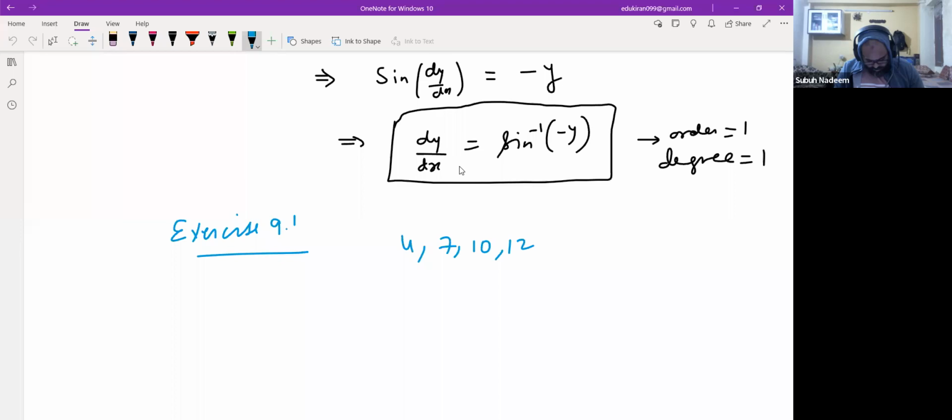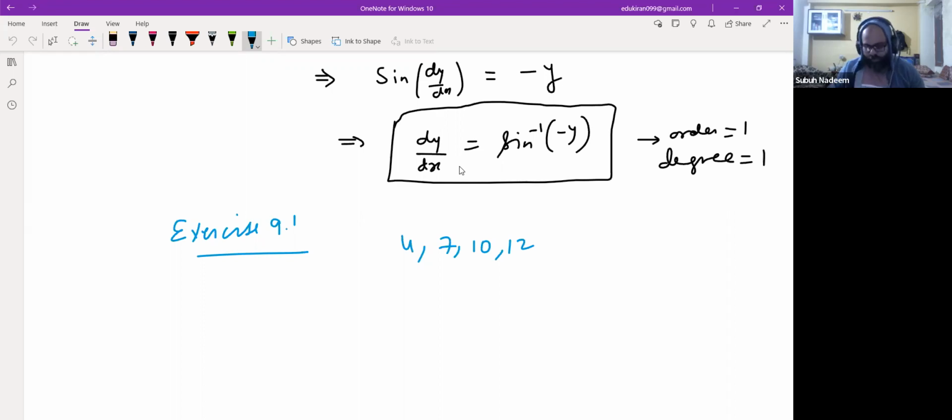For the 7th one, the order is 3 and the degree is 1. Order is 3, degree 1, correct? For 10, the order is 2 and the degree is 1. For 12, the order is 2. For the 10th, order is 2, and for degree, what will be the degree? So 1. Okay. And for 12th, the order is 2, correct.